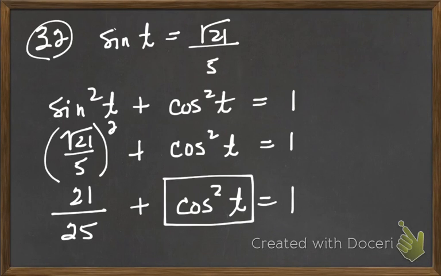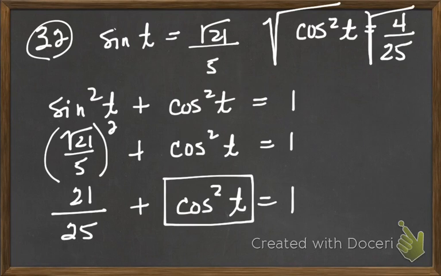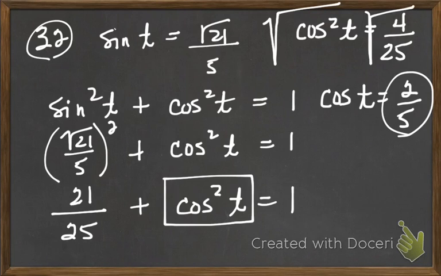So what would we do next? Subtract 21/25 from the 1. So think of 1 as 25/25. Subtract 21/25 from that, and you're going to get cosine squared is equal to what? 4 over what? 25. Now that's what cosine squared is equal to. You only want to know what cosine is, so you're going to take the square root of both sides. The square root of cosine squared is just cosine. And the square root of 4/25 is 2/5. So the cosine, that's what they were asking you for, is 2/5. Now, I'm going to stop my recording right now.